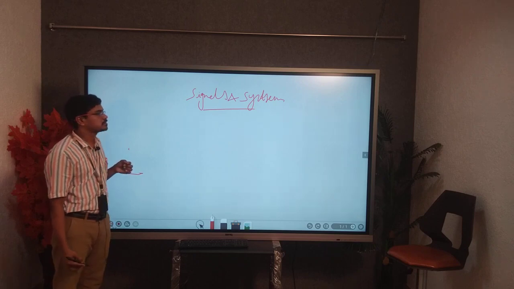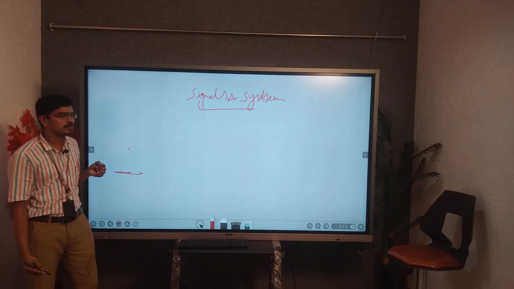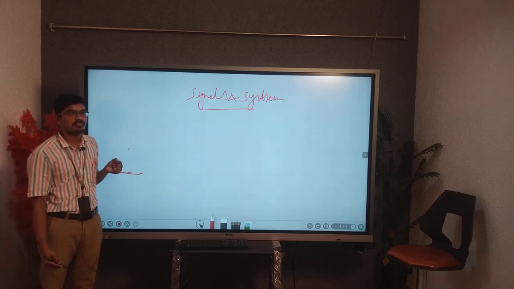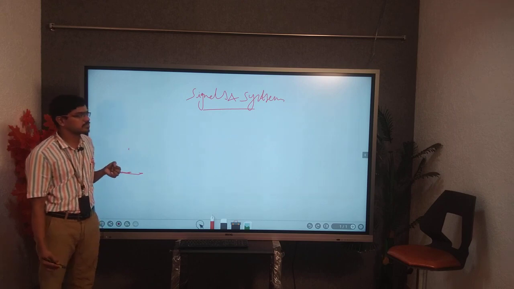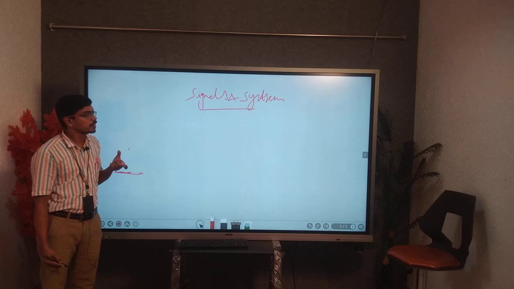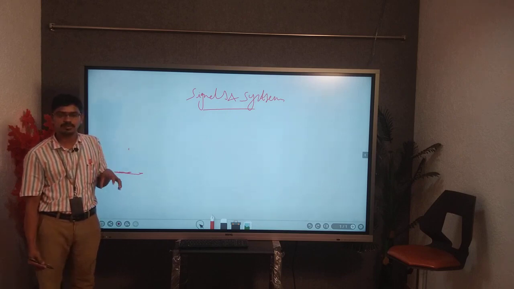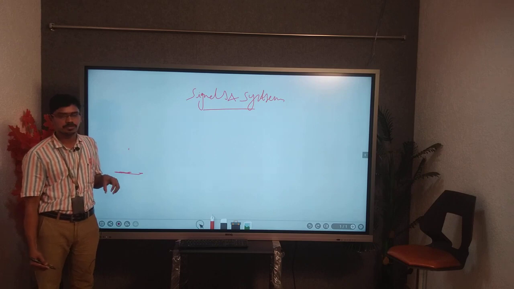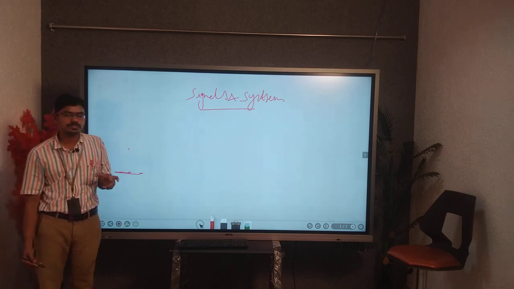Another one is the noise signal. A noise signal is a signal but it carries unwanted information. That is, a noise signal is unwanted for some, and it is wanted for some other people.